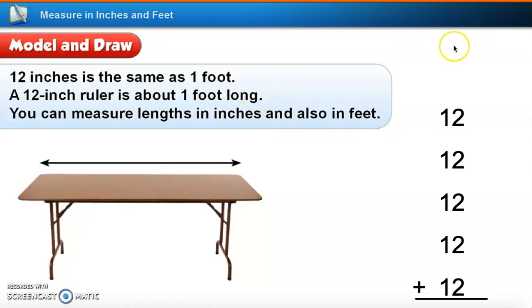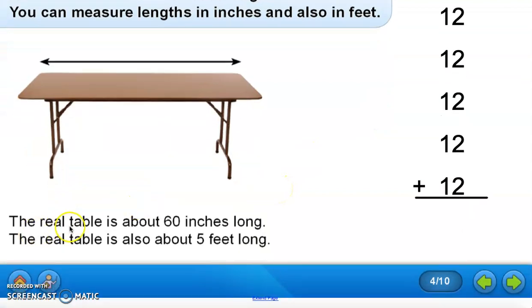Okay, so one of the first examples that we saw in the last video was the table, right? So this is a really good example of how you can measure one object in inches or in feet. So it says 12 inches is the same as 1 foot, just like what we said. A 12-inch ruler is about 1 foot long. You can measure lengths in inches and also in feet. So for example, down here it says the real table is about 60 inches long. The real table is also about 5 feet long. So 5 feet is the same as 60 inches.